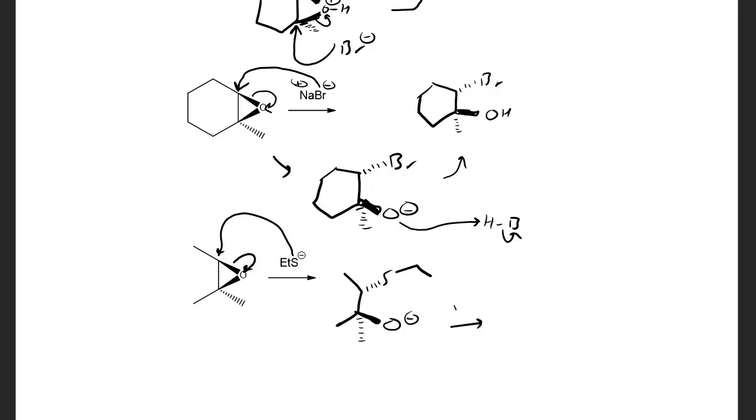Again, we need to do a workup with HB to get us to our final product, which is our alcohol. So sulfur still has the ethyl group, our OH is now protonated, and we have a methyl group attached right there.